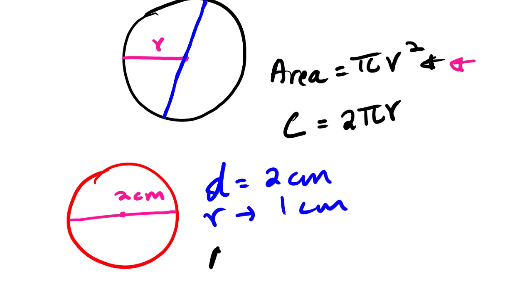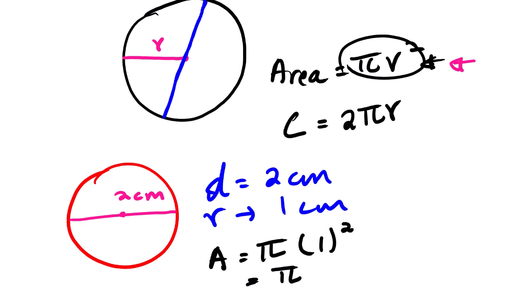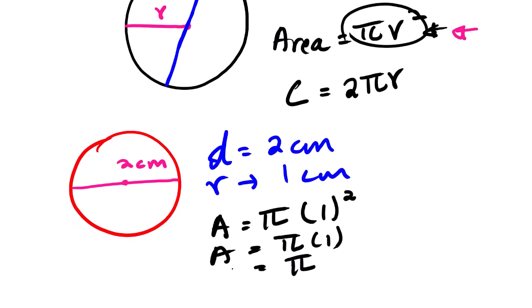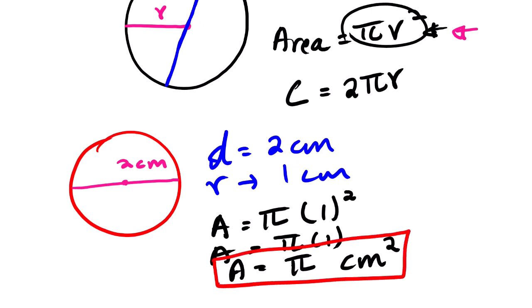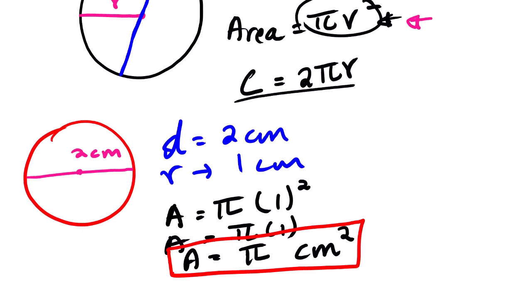So to calculate the area, we are going to use this equation. We have pi, radius is 1 squared. This is simply pi multiplied by 1. Then we can say our area is basically equal to pi centimeters squared. Then if we want the circumference of this, we are going to use this equation. C equals 2 pi times 1, then C is simply equal to 2 pi. So this will be our answer.